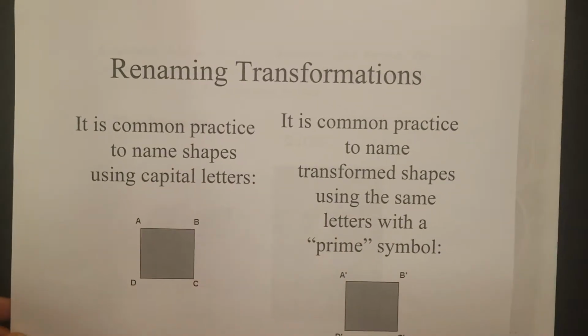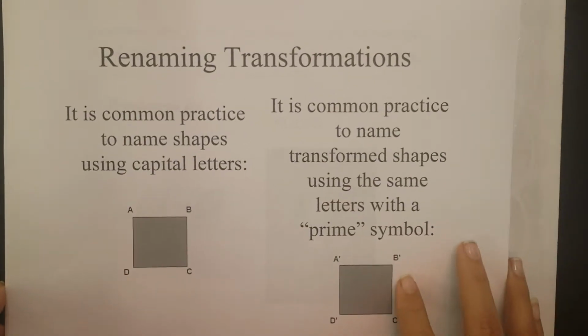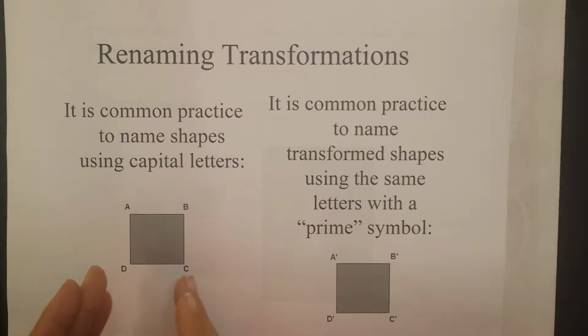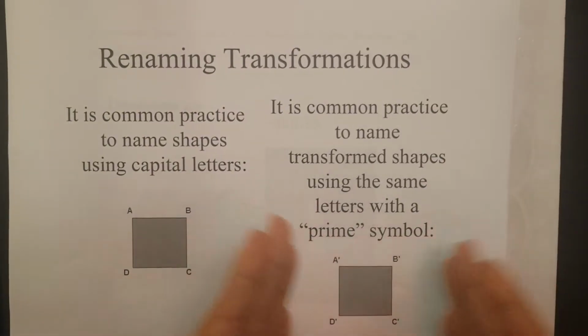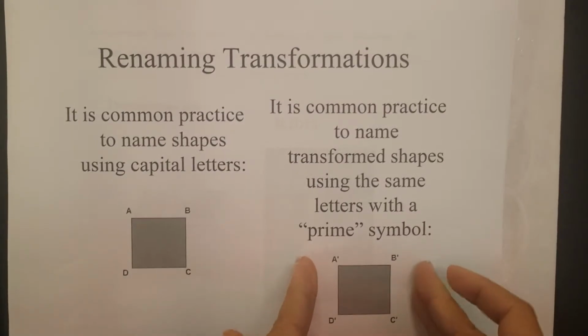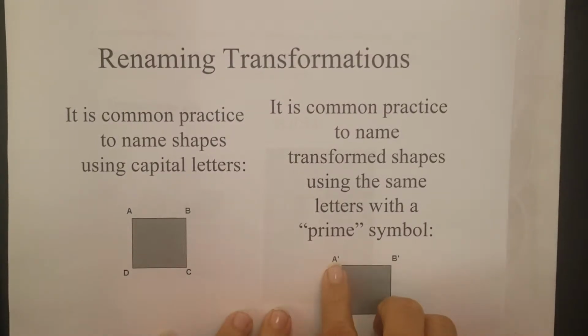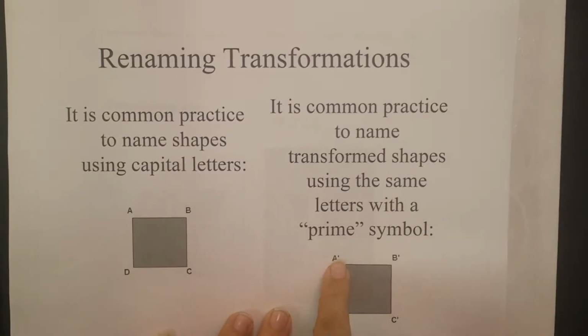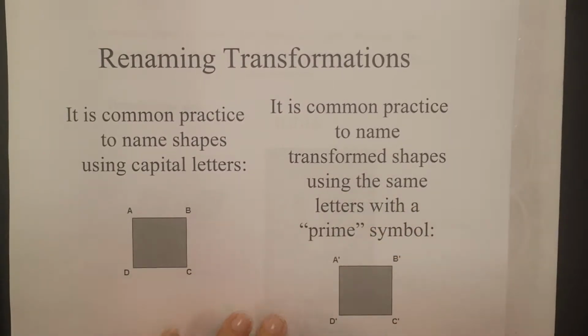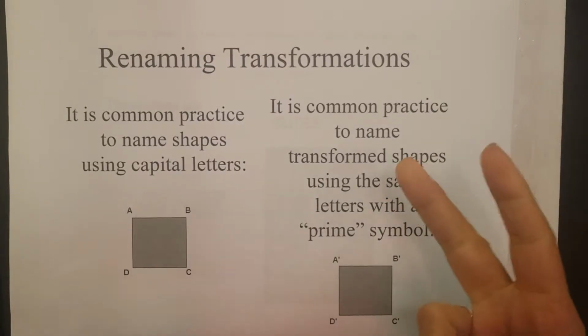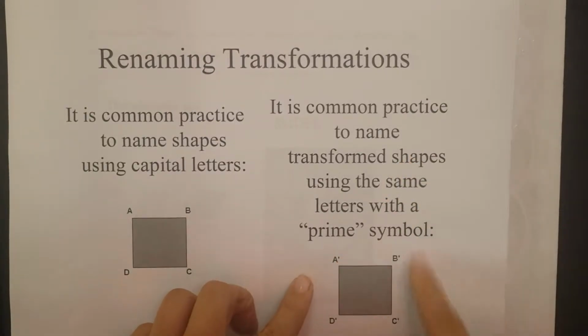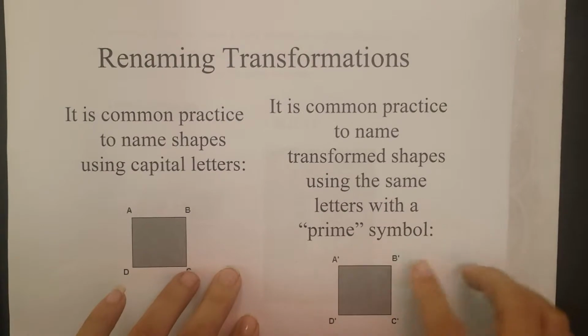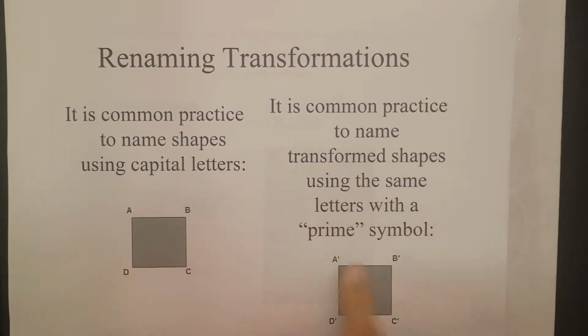Before we get started, it's very important for you to know: it's common practice that when you're naming your shape, you use capital letters. But more importantly, once you've transformed the shape, it is going to have the same letters that the original one had, only with the prime symbol. The prime symbol is that little tick at the top. If you transform the shape 2 times, you're going to have 2 tick marks on each letter. 3 times, 3 tick marks. 4 times, 4 tick marks all around.